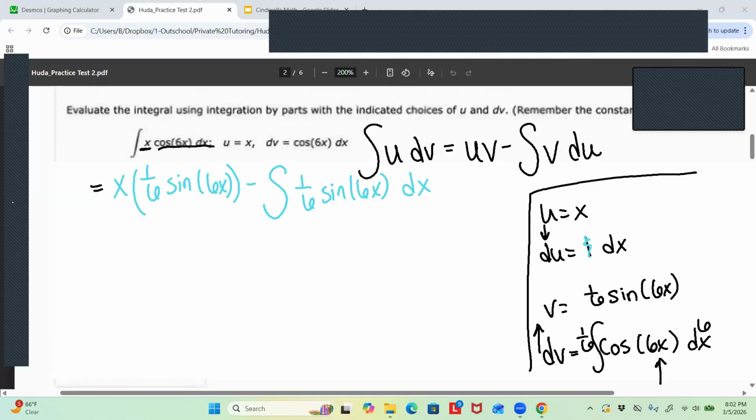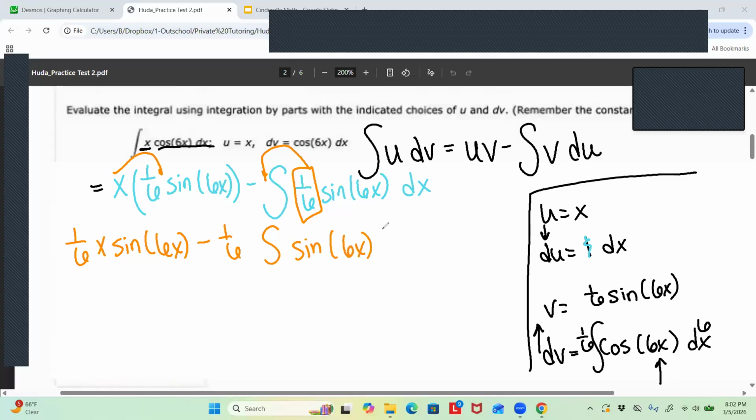All right, clean that up. This would just look better right there. So 1/6 x sine of 6x minus, let's pull this constant. And now let's integrate sine of 6x dx. But again, because of chain rule, we need the derivative of the argument, which would just be 6, and we undo that with the reciprocal, so another sixth. So we are left with 1/6 x sine of 6x minus 1/36 because they multiply.